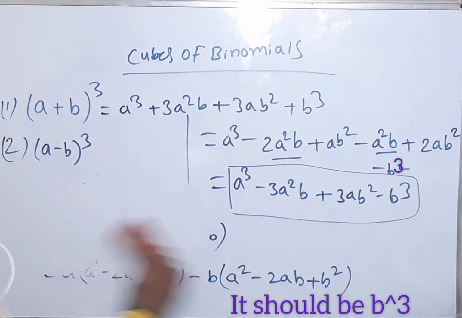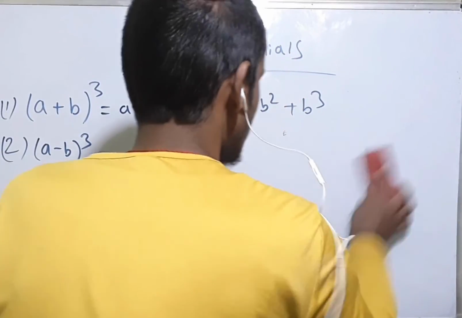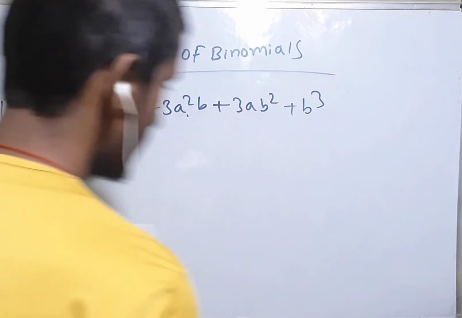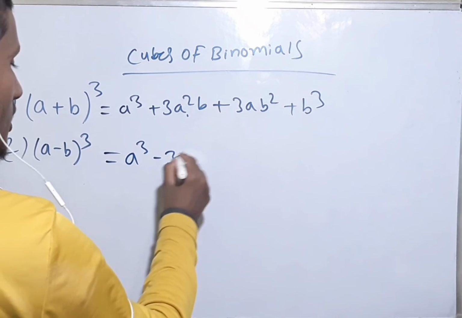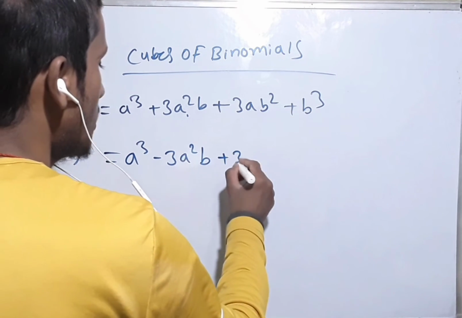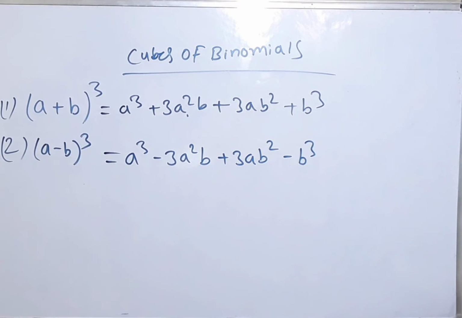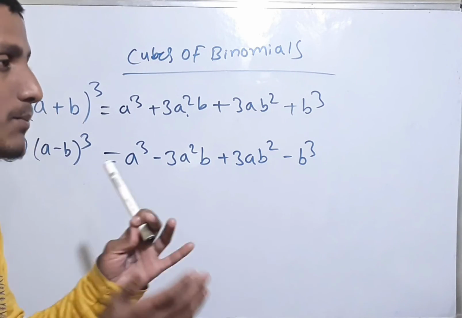So the result that we've got for this one is a cubed minus 3a squared b plus 3ab squared minus b cubed. So these are the two formulas, the products, and you have to memorize them. I know for beginners this is a lot of memorization, but these are some basic things.